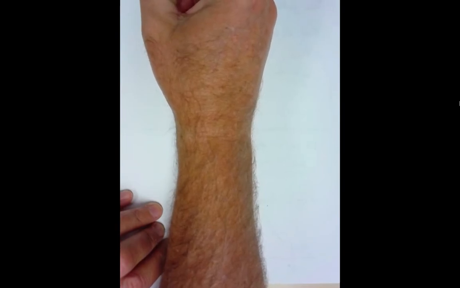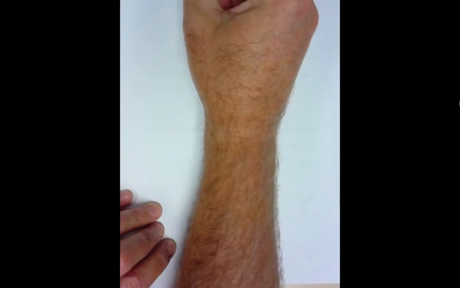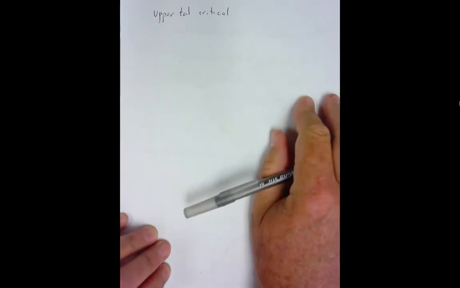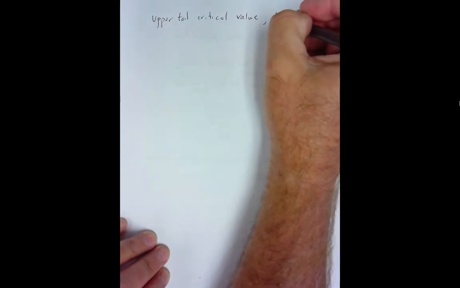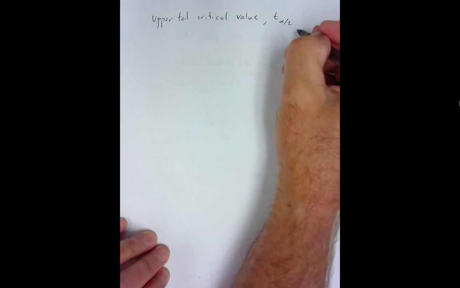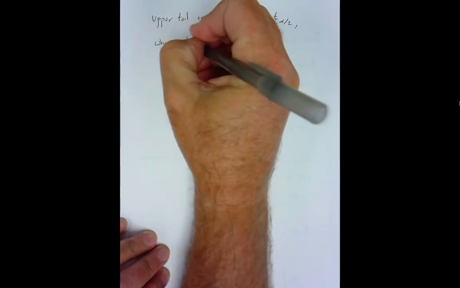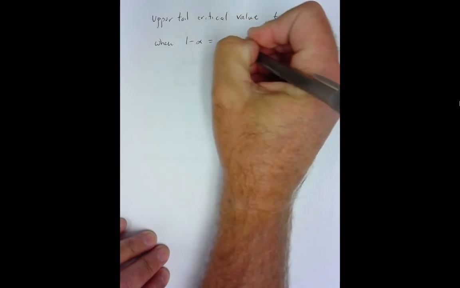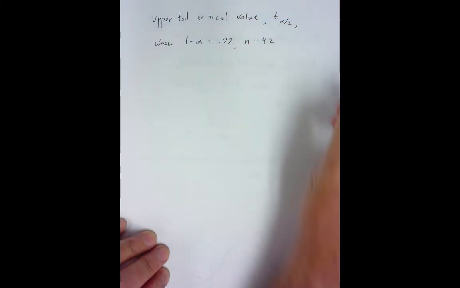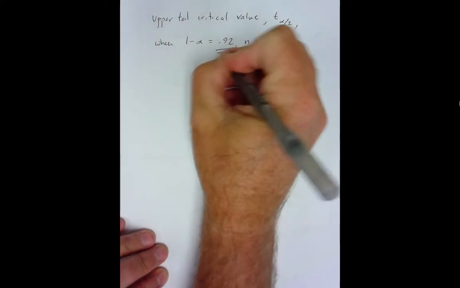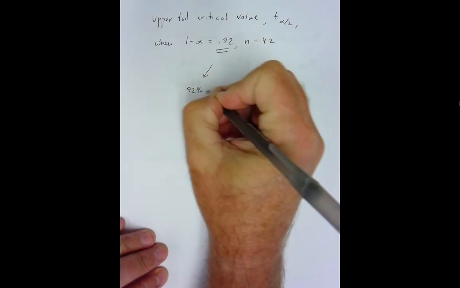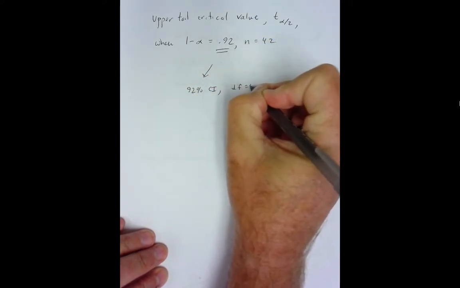We can work a problem. Let's find the upper tail critical value, T alpha divided by 2, when 1 minus alpha equals 0.92 and degrees of freedom equal 41. Now that's a bunch of gobbledygook maybe for some of you, but what's that tell me? I want a 92% confidence interval when my degrees of freedom is 41.